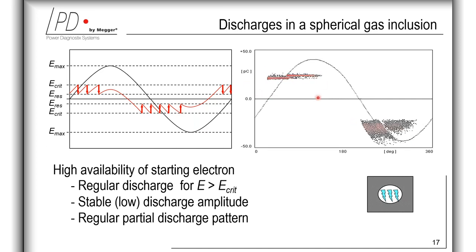Here on the right-hand side, you can see the regular phase-resolved partial discharge pattern. And additionally, it's very uncommon to have such high availability of starting electrons, as well as such stable magnitudes. In fact, only applying strong irradiation by X-ray or, for instance, UV light having sufficient energy is able to achieve such regular discharges for fresh cavities in polymeric materials.